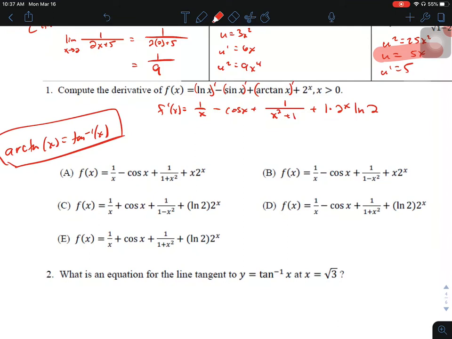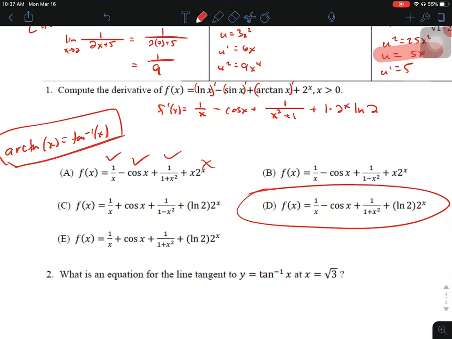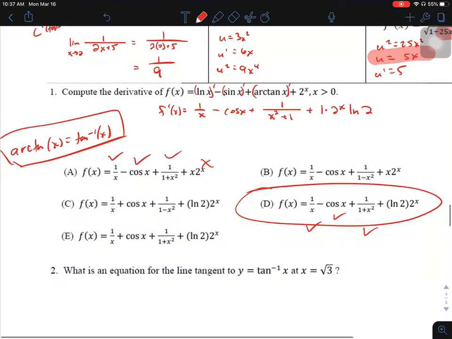Let's see if this matches up with any of these. These all have 1 over x at the beginning, minus cosine, plus, so that last part didn't work for this one. Looks like we're going with D here. Got 1 over x minus cosine, 1 over 1 plus x squared, which we wrote as x squared plus 1, and then natural log of 2 times 2x. So that is definitely D.